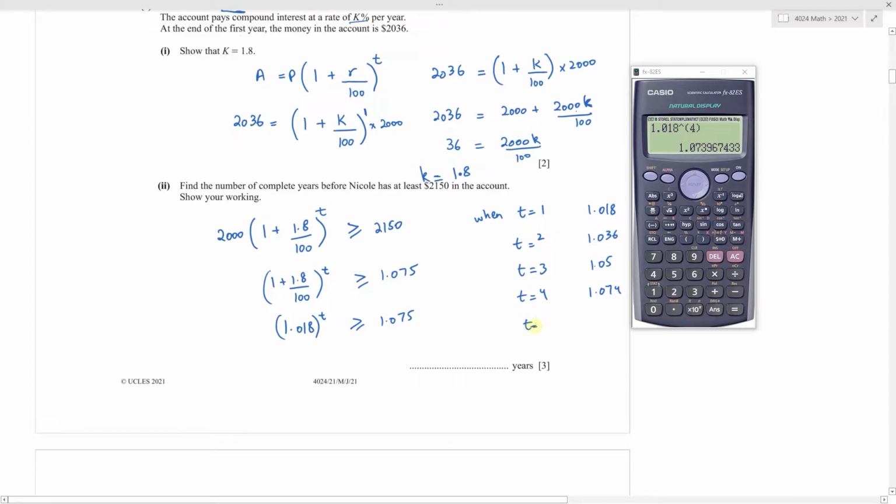So t equals 5 will be greater. So t equals 5, 1.018 to the power 5. Now you have 1.09, which is greater than 1.075. So when time in years is 5 years, that's the first time when Nicole will have at least $2,150. So your answer is 5 years. At the end of 5 years, the amount will be greater than or equal to $2,150 in Nicole's account.